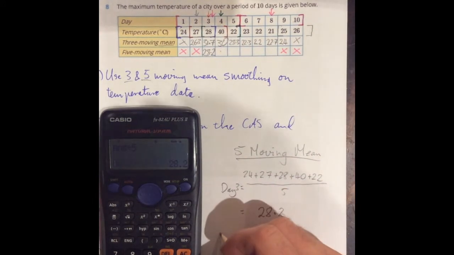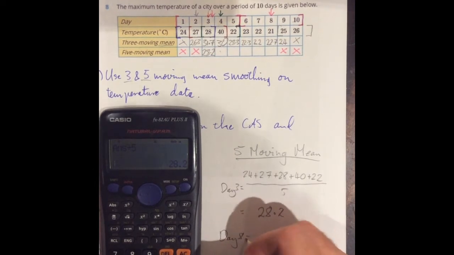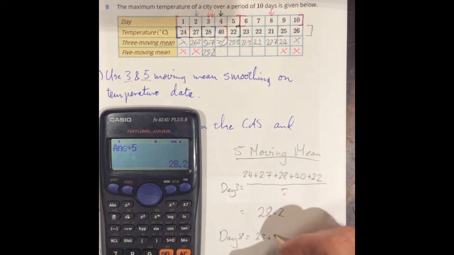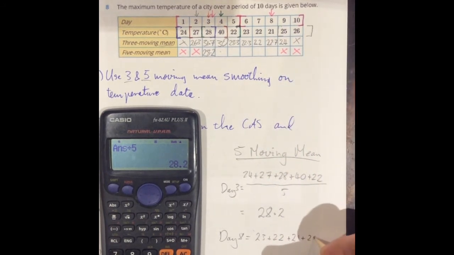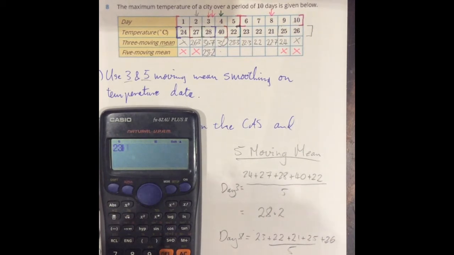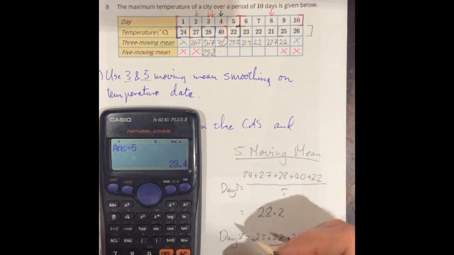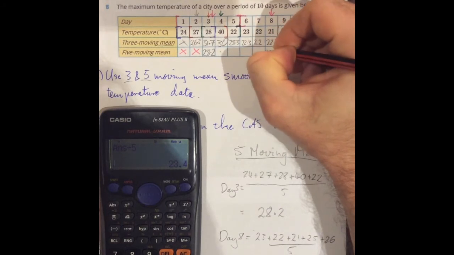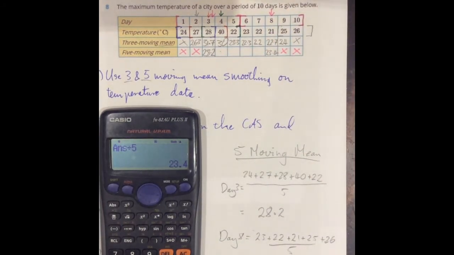So let's have a look at day 8. And we'll see that we've got 23, 22, 21, plus 25 and 26. Divide all that by 5. That all equals 23.4. Okay, and that's how we work out the 5 moving mean.